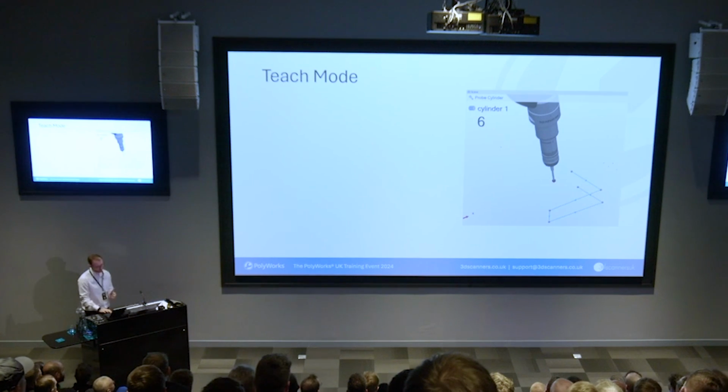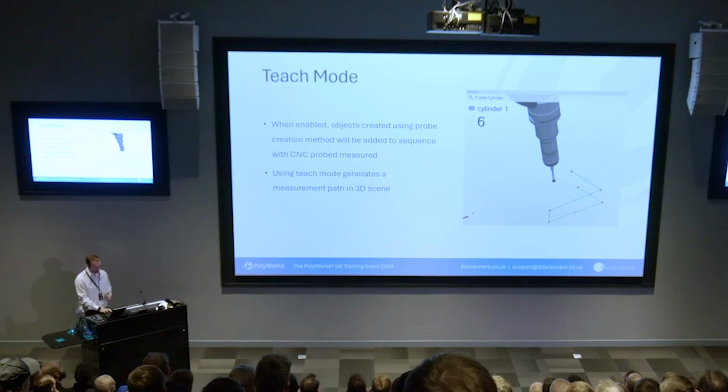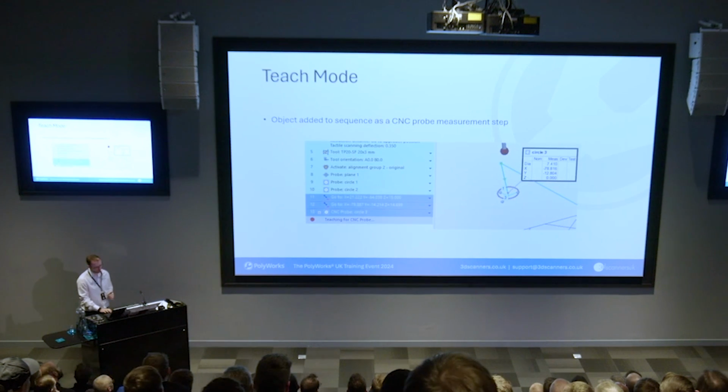As you can see by the image, when enabled, objects created using the probe will become CNC, so you'll be able to see the measurement path on the screen as well. Like I said, once you've measured it as a manual probe, it will be added into the sequence, so you can see there step 13, created as a CNC probe method.